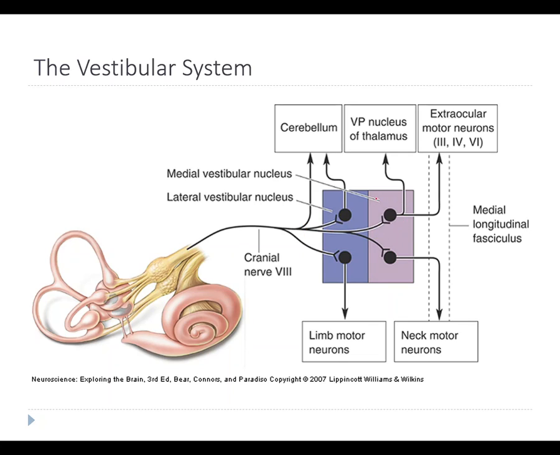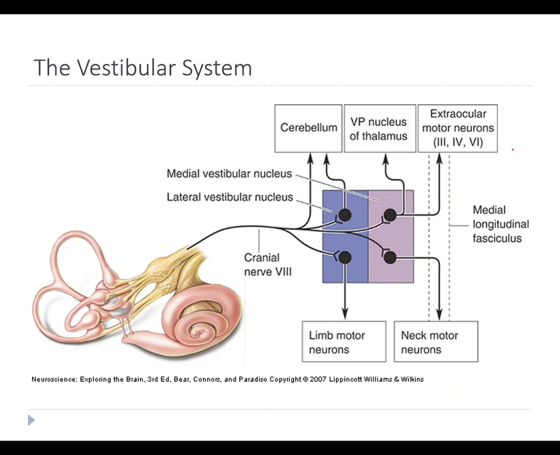There is a projection from the medial vestibular nucleus to the thalamus, which is probably the way in which you do have some conscious access to the sensory system, but again, you aren't aware of it on the same level as you would be, say, the auditory or the visual systems. And then there is a projection from the medial vestibular nucleus to the extraocular motor neurons, and that's important because one of the functions of the vestibular system is to help control the eye muscles.